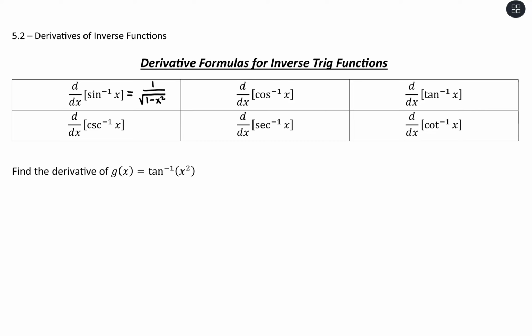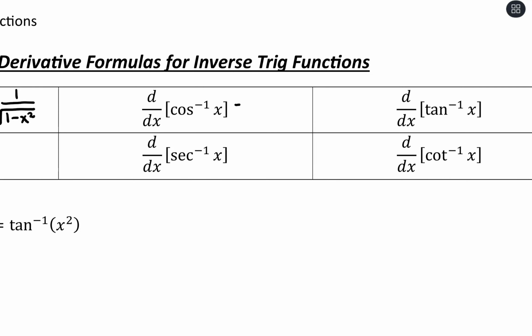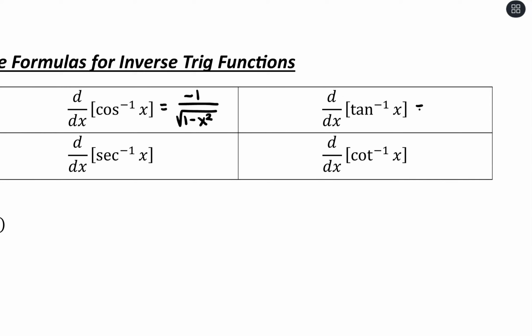Now, like I said in the last video, we could find and derive each of these using those properties of inverse functions with derivatives. However, we did inverse sine. That's good enough for me. You can try out the others, but at this point, we're just going to give you the rules and then we'll use them. So negative 1 over root 1 minus x squared for inverse cosine. For inverse tangent, 1 over 1 plus x squared.